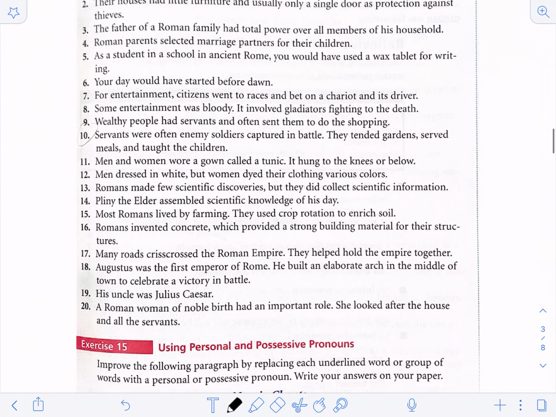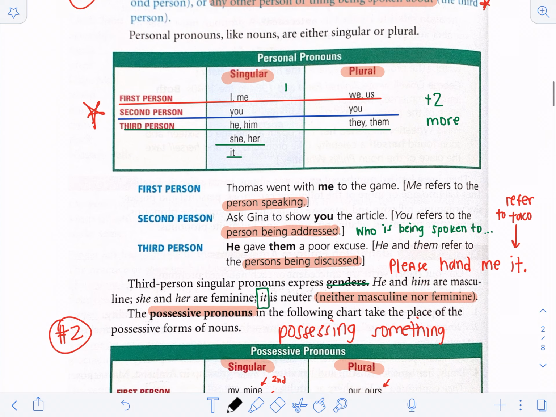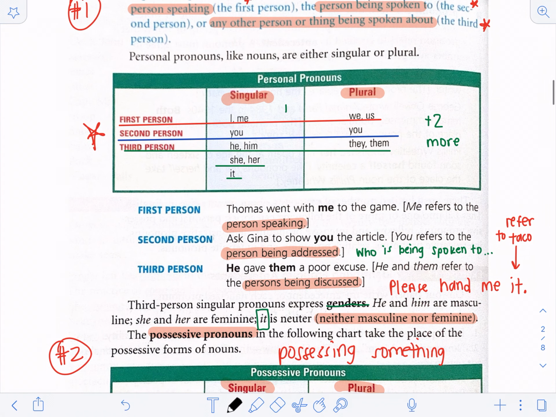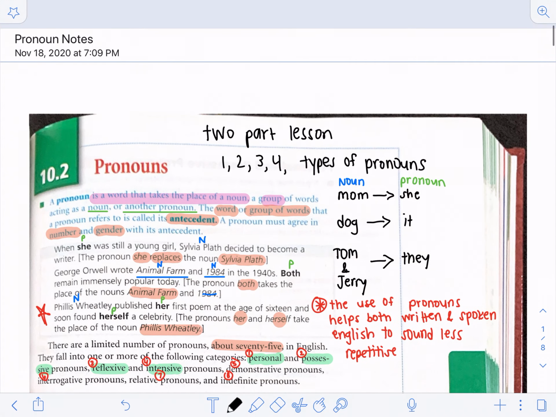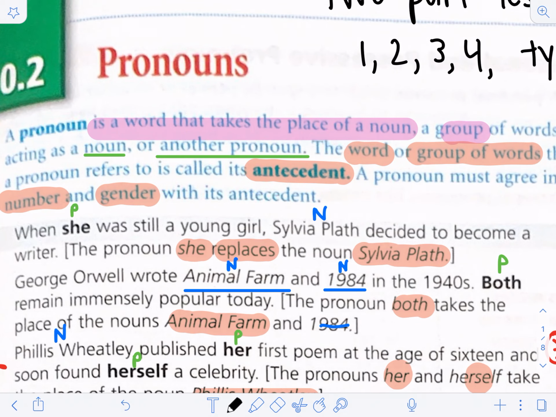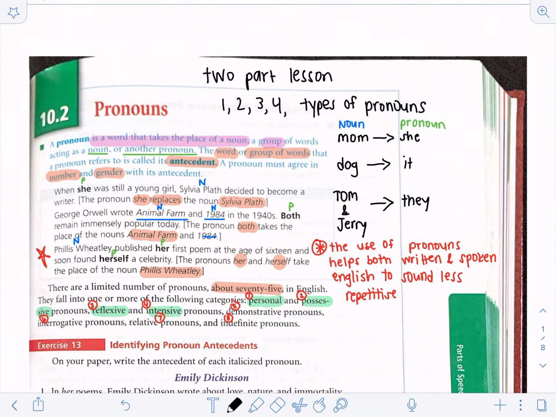If you're looking back at the top, don't forget we had two previous topics, personal and possessive, and you will need to have these notes out with you when we complete the grammar worksheet. Remember, if you need a reminder about antecedents, it is on the first page. Remember, pause and rewind as much as you need, and then if you need help in class, please don't hesitate to ask any questions. Thank you, guys.